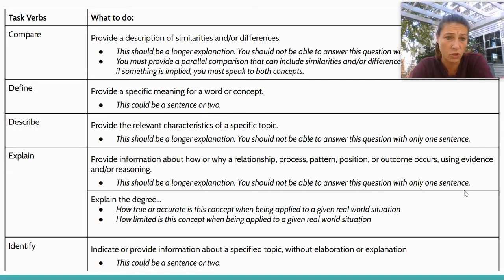Now, probably the most challenging of the task verbs is explain the degree. So this is a little bit like a compare, but you're being asked to consider how true or accurate a concept is in terms of its relevancy to a real world situation, and I should say, how limited this concept is when being applied to a real world situation. So you might say to a certain degree, this thing is true, but it's also not true, and here's why. That's a basic way of thinking about it, but you have to talk about the degree. So you have to talk about both, again, kind of like a compare. And then identify is just information about a specific topic without elaboration or explanation.